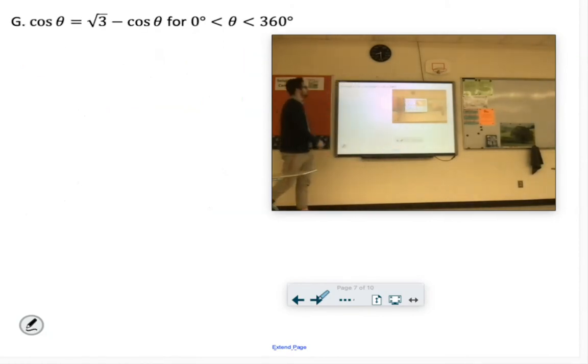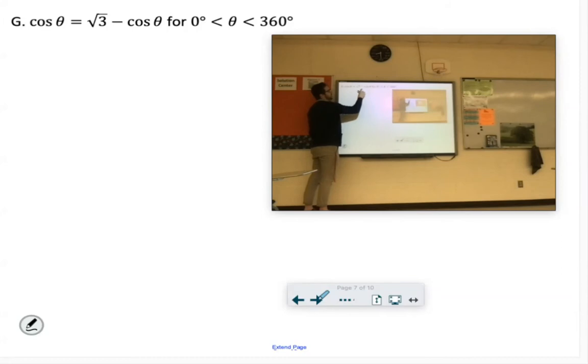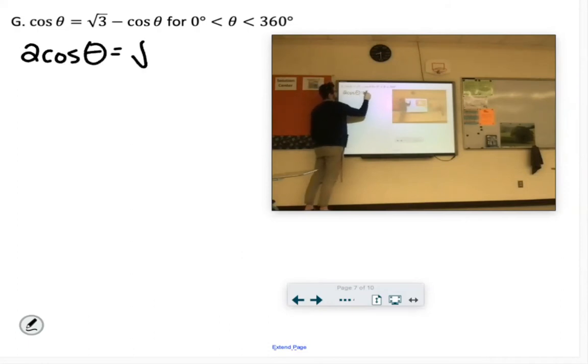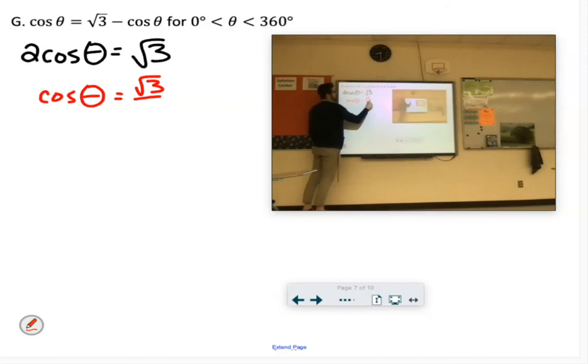Here we go. We're going to need those cosines on the same side. So I'm going to add a cosine to the other side to get rid of this minus cosine. So cosine plus another cosine would be 2 cosine theta equals root 3. Now we don't want the 2 there, so we would divide it. Cosine of theta equals root 3 over 2.